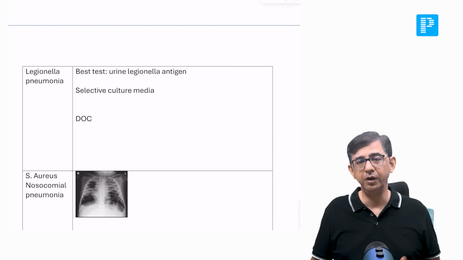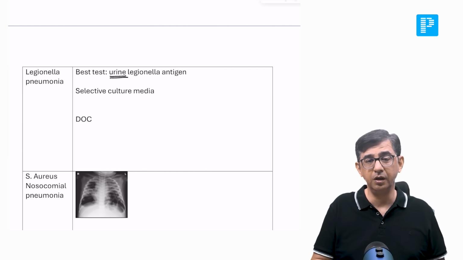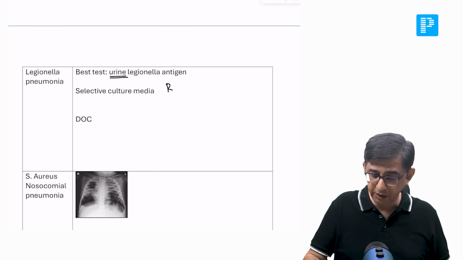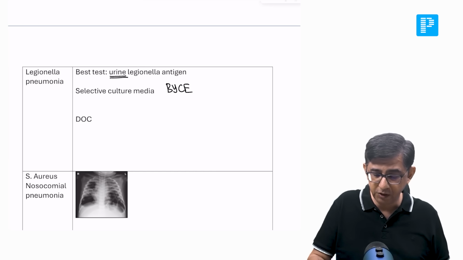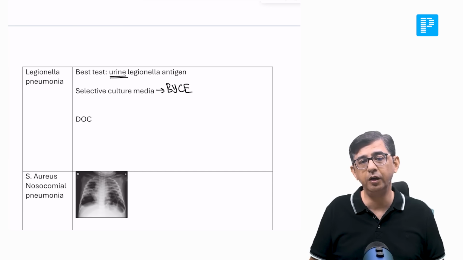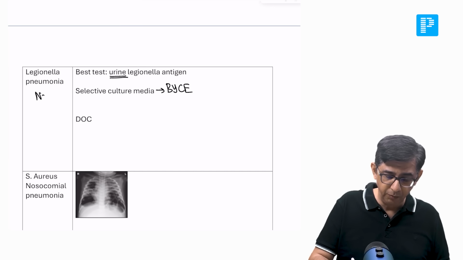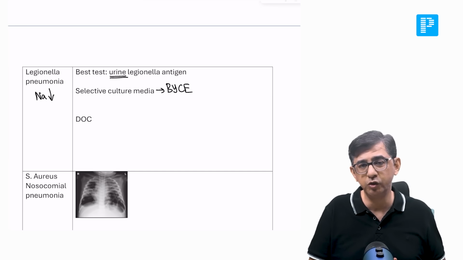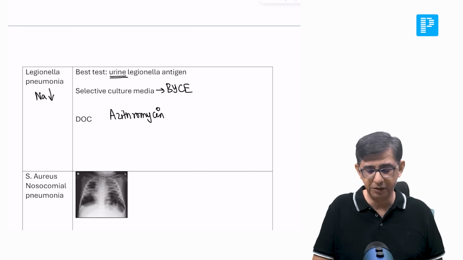For Legionella pneumophila, the best test is urine. That's again a peculiarity. Don't answer culture. We can use a selective culture medium, that is buffered charcoal yeast extract, but if they ask you to select between culture media and the best test for Legionella pneumophila, it is the urinary Legionella antigen. This condition is having SIADH, so there is hyponatremia, and the drug of choice for management of this patient would be azithromycin.